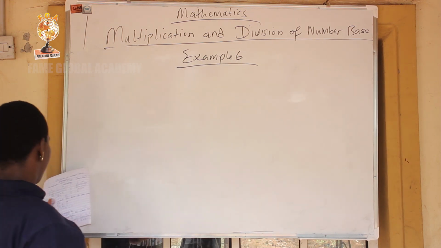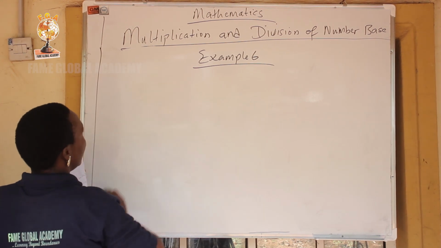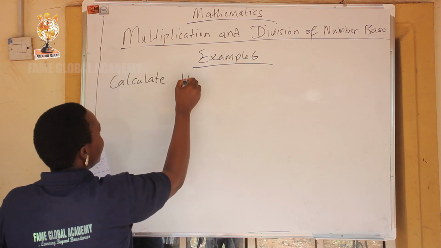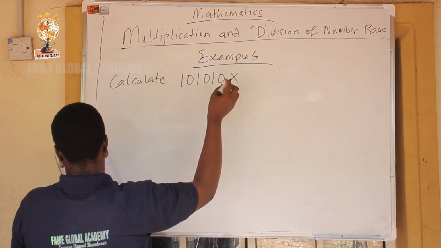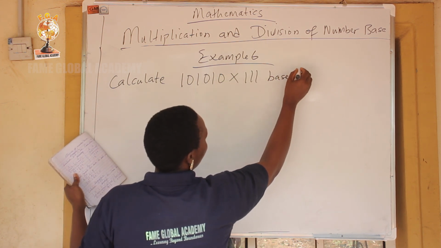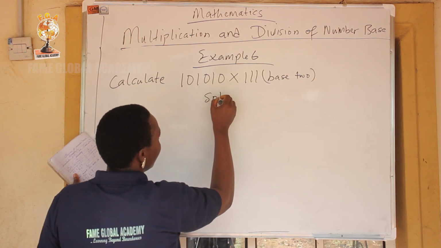This example 6 is going to be under binary numbers. Calculate 101010 times 111 base 2. I told you anytime you see a binary number, we're talking about base 2 numbers.